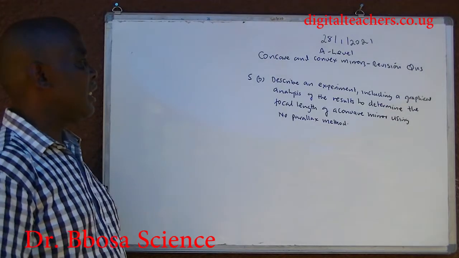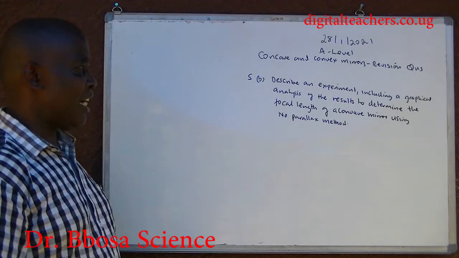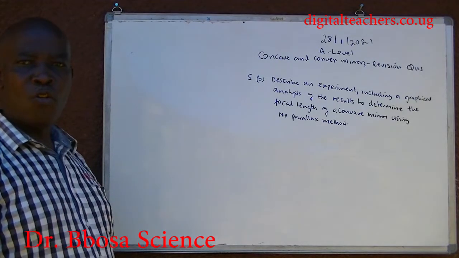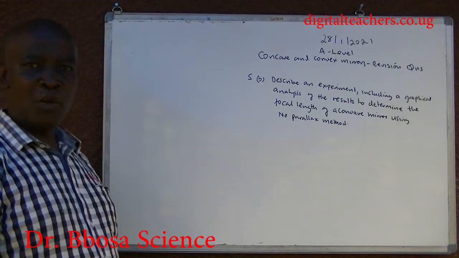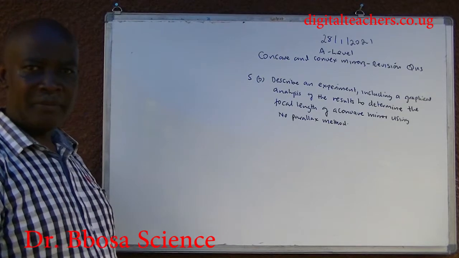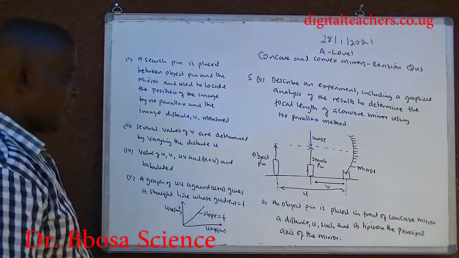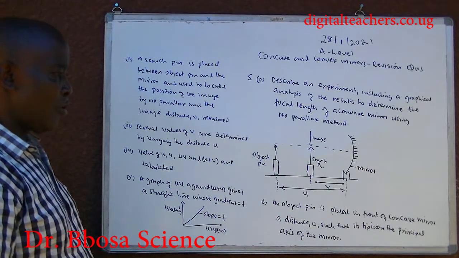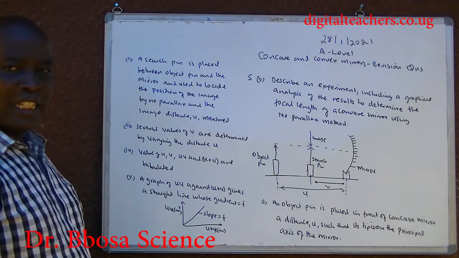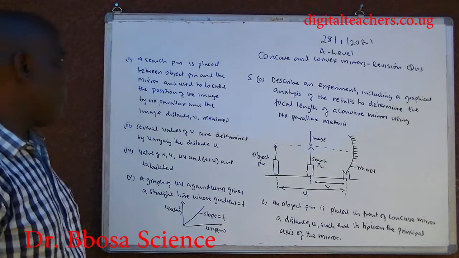Number 5b, describe an experiment including a graphical analysis of the results to determine the focal length of a concave mirror using the no parallax method. You can pause and answer. The setup is as follows. 1, the object pin is placed in front of a concave mirror at distance u such that its tip is on the principal axis of the mirror.